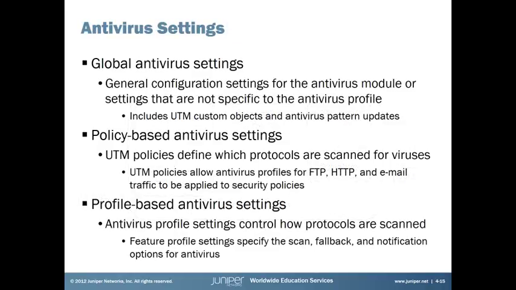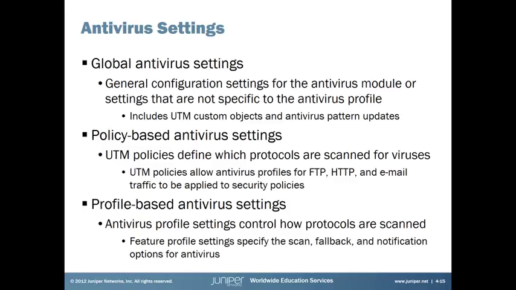Okay, so global antivirus settings. We have the general configuration settings for the antivirus module, or we can use settings that are not specific to the antivirus profile. So it includes UTM, custom objects, antivirus patterns and updates. We're going to take a look at our configuration shortly. Policy-based antivirus settings is where the UTM policies define which protocols are scanned for viruses. So you can scan FTP, HTTP and email, any one of those or all of those. So probably you want to scan all of them, most likely.